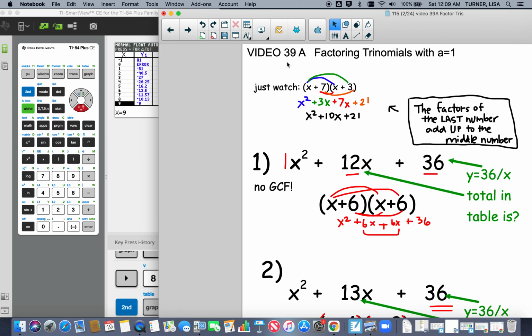I'm just going to go back here to our notes just to review. We're factoring things, and we note that they have an x squared at the beginning. They're just 3 parts, a trinomial, and there's no x at the end. There's no GCF. And I'm going to take the factors of the last number, and I get them through the list in my calculator that add up to the middle number. That is the sequence that we use.